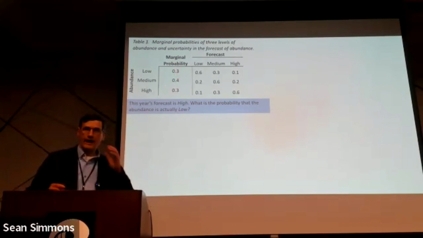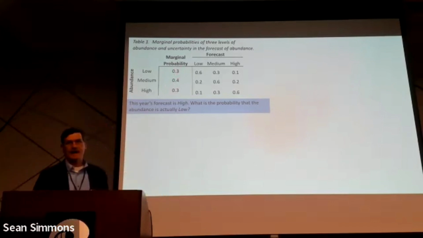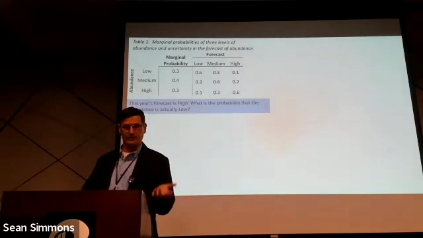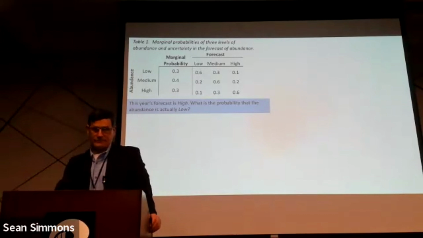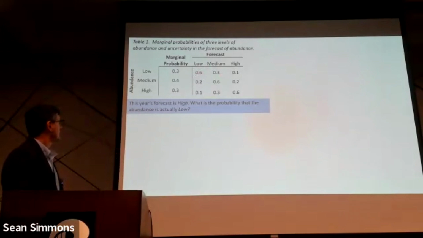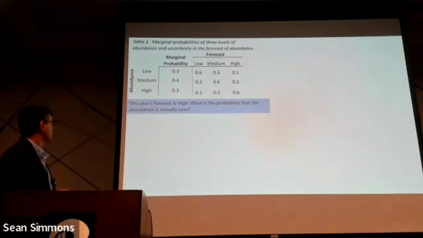Now, I think that this is an eminently reasonable question to ask if you're a decision maker. Your analyst comes in and says, our forecast is high. They're going to want to know, well, what if it's actually low? Because they don't want to over harvest. And you can tell them, well, here's my assessment of the accuracy of my forecast, and here's what we know about what generally happens independent of the forecast.